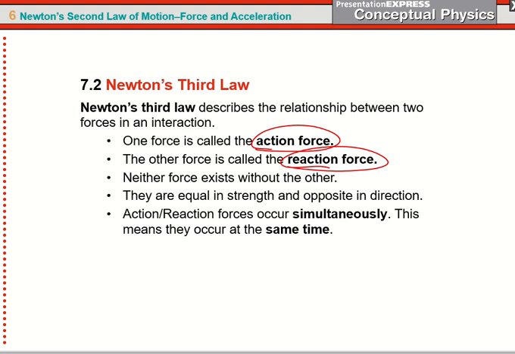They're equal in strength and opposite in direction, and they occur simultaneously. What does that mean? This means they occur at the same exact instant in time. So it's not this happens first, then that happens second. They happen at the same time. That's the part that can get people a little bit confused. When I push on the wall, it's pushing back on me immediately. Okay, if I push on a chair, the chair pushes back on me. It's not I push on the chair and the chair moves. That's not an action-reaction pair. I push on the chair and I feel the chair also pushing back on me with that same amount of force.